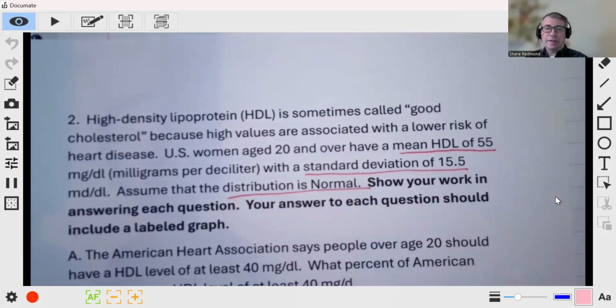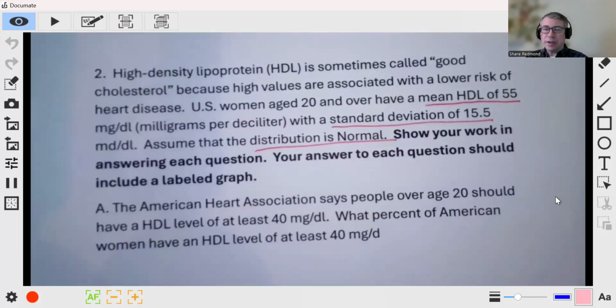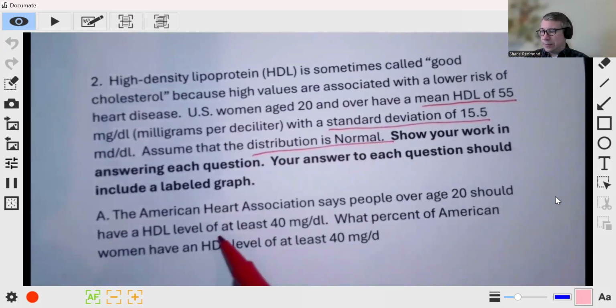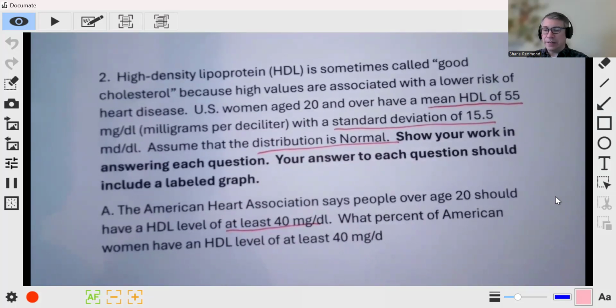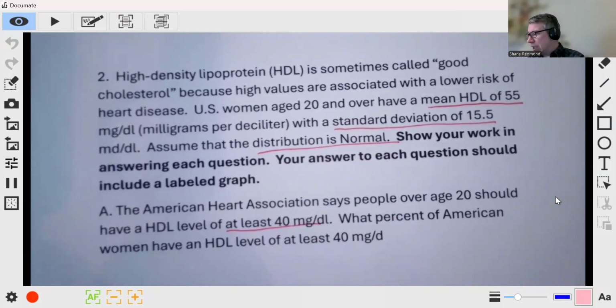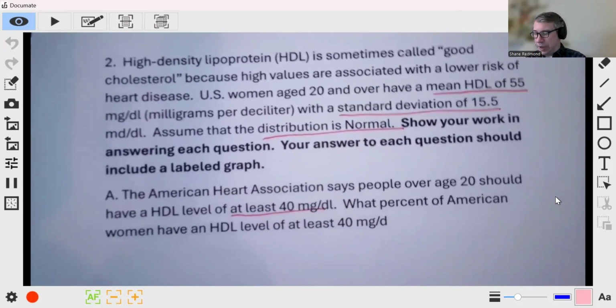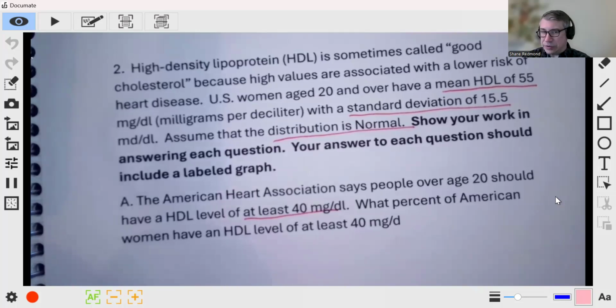We're going to answer some questions based on this information here. Question number one. The American Heart Association says people over age 20 should have an HDL level of at least 40 milligrams per deciliter. What percent of American women have an HDL level of at least 40 milligrams per deciliter? Well, I think almost any instructor would highly suggest you start with a picture, and many instructors like myself will make that part of the problem.